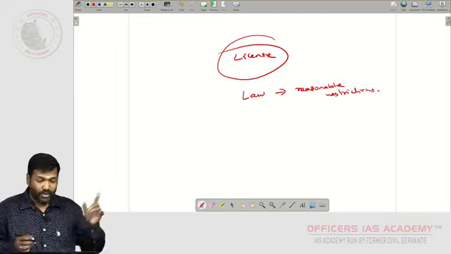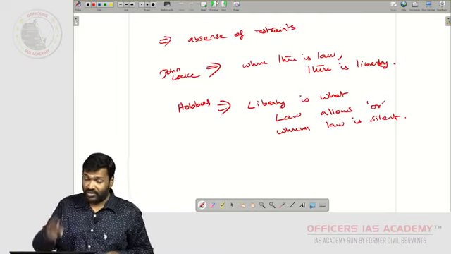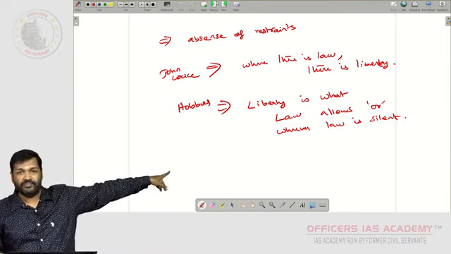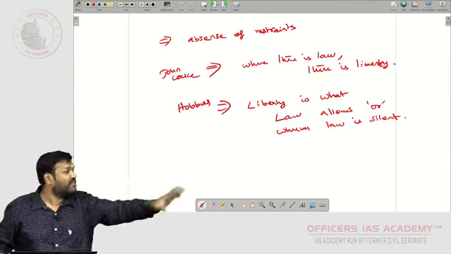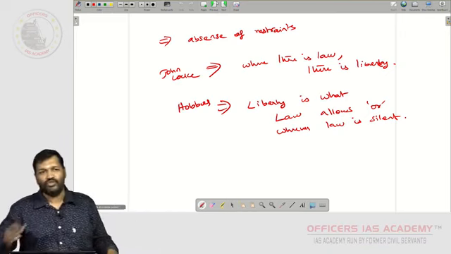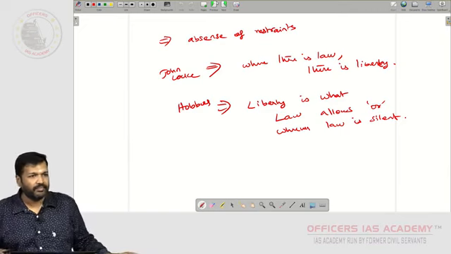That is the reason. Now go back to the previous slide. Now you will understand what they have said: where there is law, there is liberty. If there are no restrictions, then there is no liberty, because you might think that you have liberty.